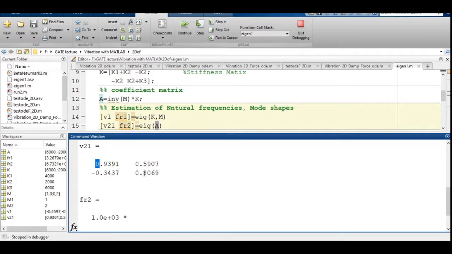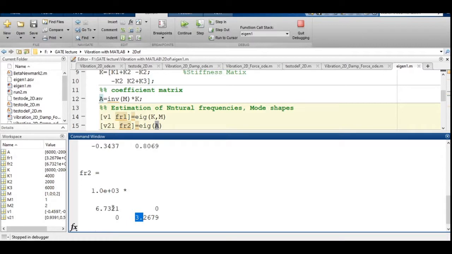0.5907 and 0.0869, or you take the ratio of 4597 and 62880, you will get exactly the same value. That means the mode shapes are relative values. The mode shapes are not absolute values. If you look at the natural frequencies, you can see 3.2 and 6.7, the same values here, 3.2 and 6.7, but this is your first and this is your second.